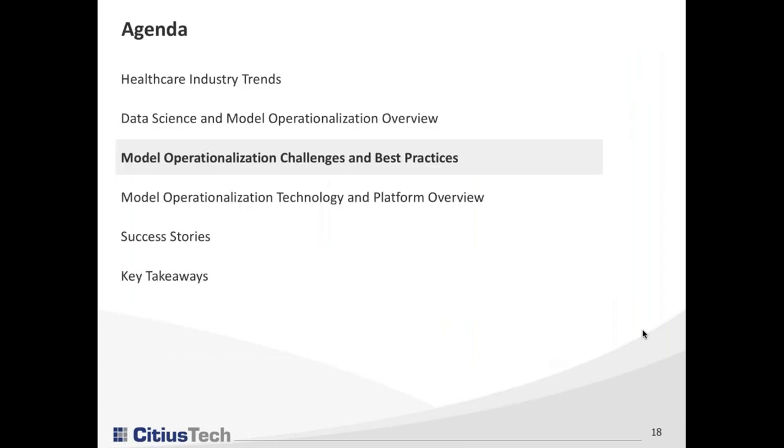So hopefully that gave you a little bit more insight into what model operationalization is. That obviously is at a very high level. There's a lot of deeper technical detail that underpins a lot of that, which is outside the scope of this discussion. So we'll now talk about some challenges and best practices for each of the 4 steps of model operationalization.